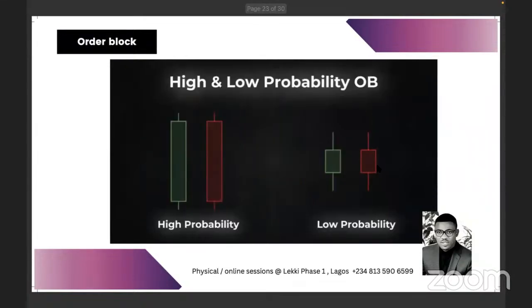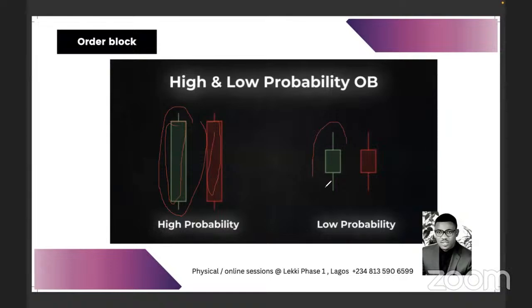The next thing here we're talking about is high and low probability order block. We are coming gradually to the end of this slide. What is a high probability order block? A high probability order block is a huge candle size order block with a large candle body, as you can see, more than the wick. So it's a high probability bearish order block. It's a large candle. Simple to understand.